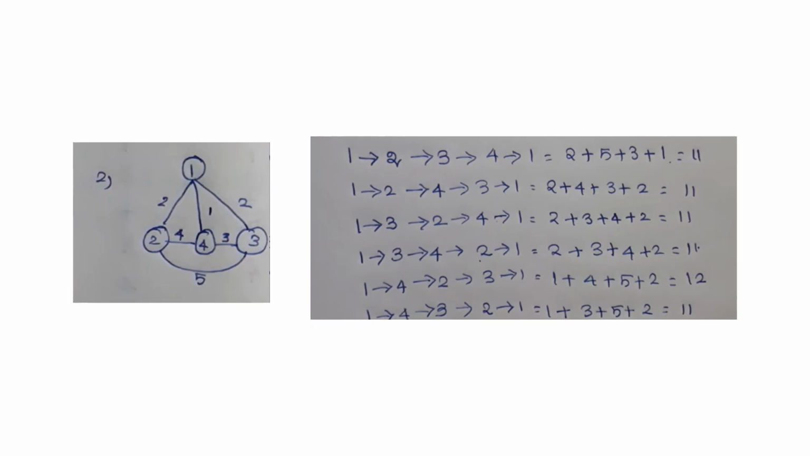And then the next combination is 1 to 4. So 1 to 4 has cost 1, and then 4 to 2 as 4, and then 2 to 3 as 5, and then 3 to 1 as 2 as the path cost. Another combination for the same: 1 to 4 as 1, and then 4 to 3 as 3, and then 3 to 2 as 5, and then 2 to 1 as 5. So the total cost is the same in the reverse direction as well, and all are getting the same cost of 11 or 12.